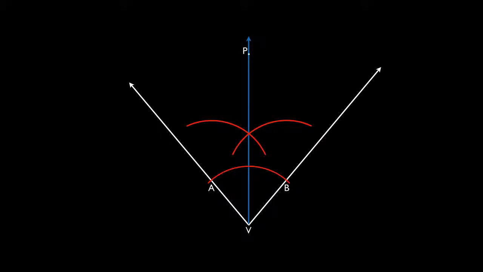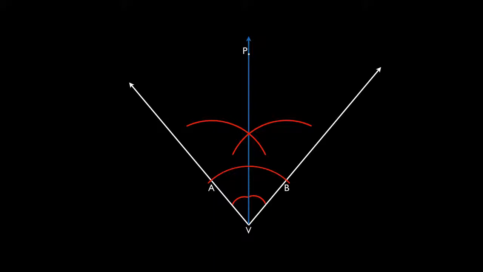We put our compass on V, and we create an arc that goes through both sides of the angle, and then we move our compass and put the point of our compass on point A and create an arc, and then we move our compass point to point B, and we create another arc, and where those two arcs intersect and the vertex of the angle, we draw a ray through that. And so now we have ray VP, which is the angle bisector of angle AVB.